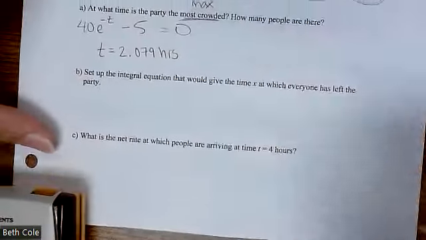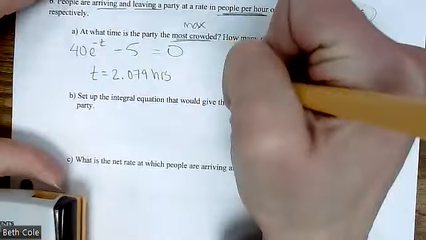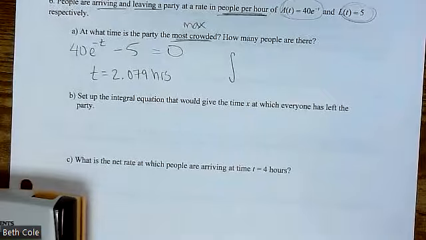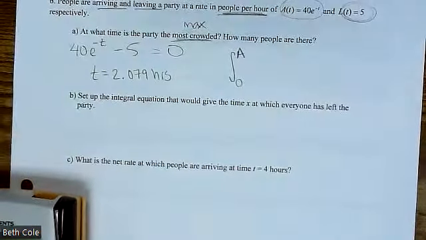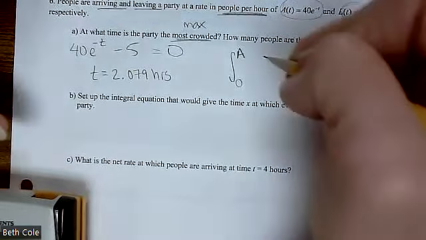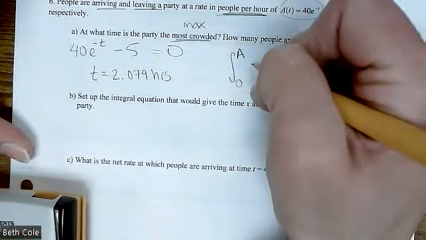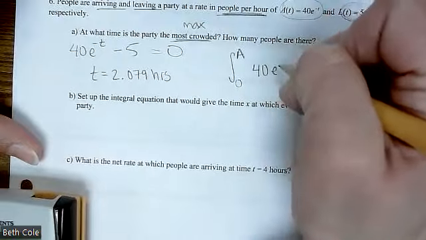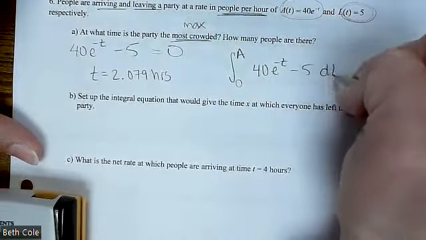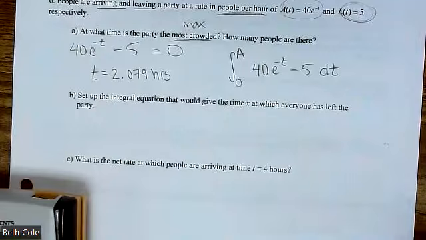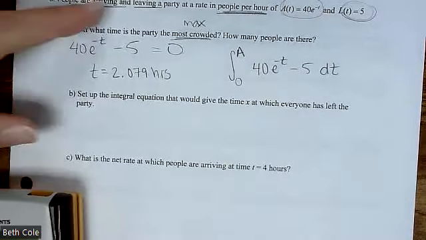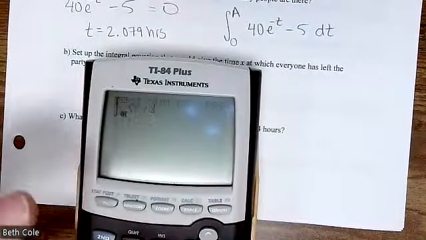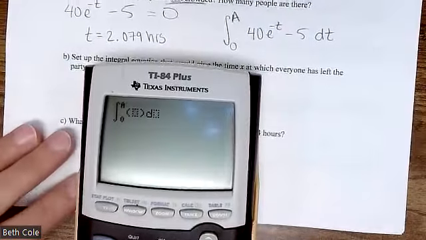All right. So how would we set it up to find out how many people are there? It would be integral from what to what? To that, good, A. And then it would be 40e to the -t minus 5 dt. It's rate in minus rate out. Cool, thank you for heads nodding. I love that. All right, so you're gonna do math 9. 0 to alpha A, and then type that in.